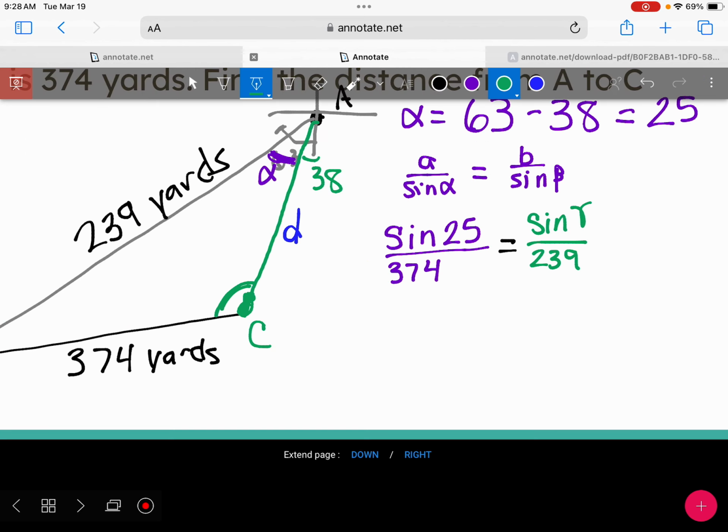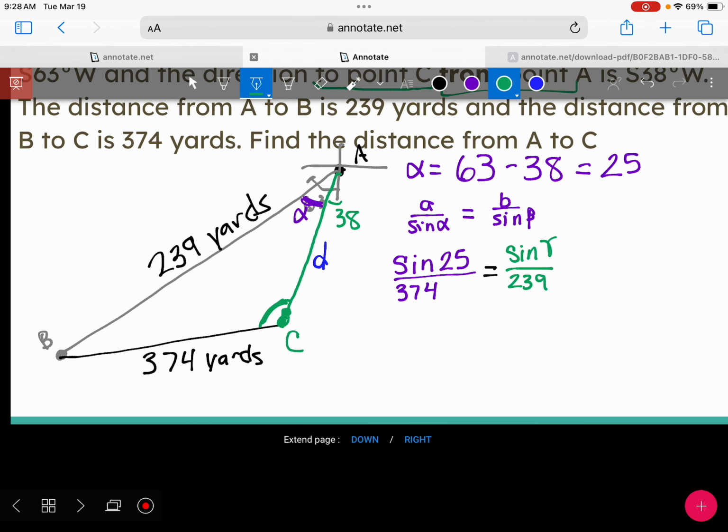We're looking for this angle because I need this angle to be able to find this distance. So we're going to have to work our whole way around. So this one we are going to solve the triangle simply because I need all the pieces to get over here.